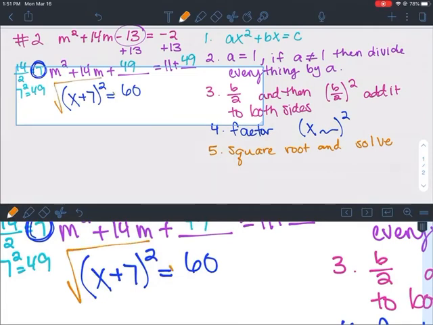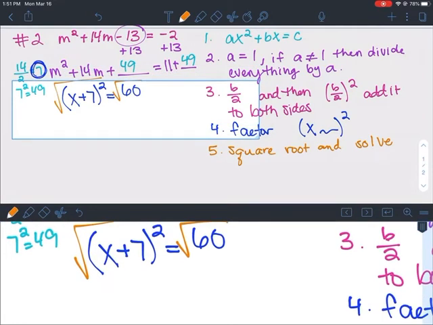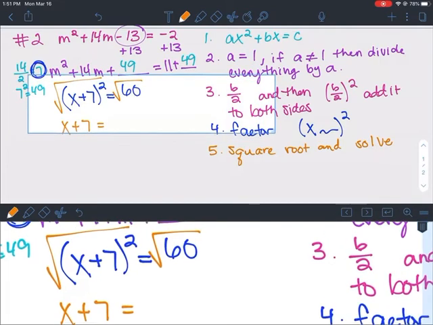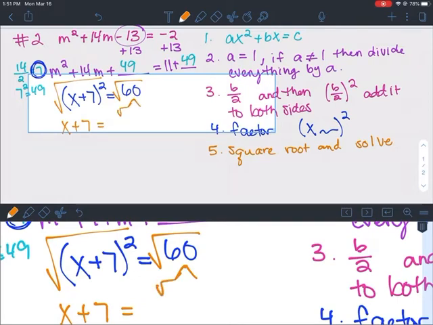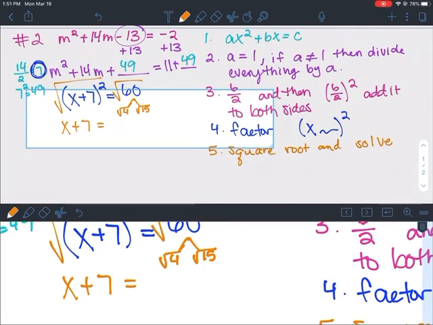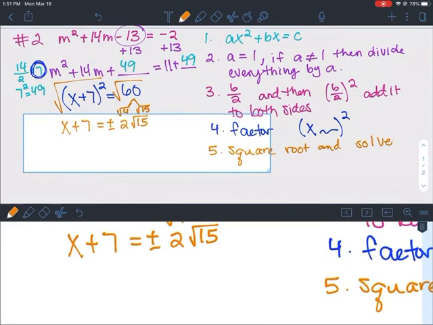And then we square root and finish solving. So I'm going to square root both sides. So on the left, I'm left with x plus 7 equals, and I need to simplify that square root of 60. So I need to find a perfect square that goes into 60, which happens to be 4 and 15. So I could split this into the square root of 4 times the square root of 15. Of course, we do know what the square root of 4 is, that's 2, but we don't know what the square root of 15 is, so we leave it inside of our radical there.